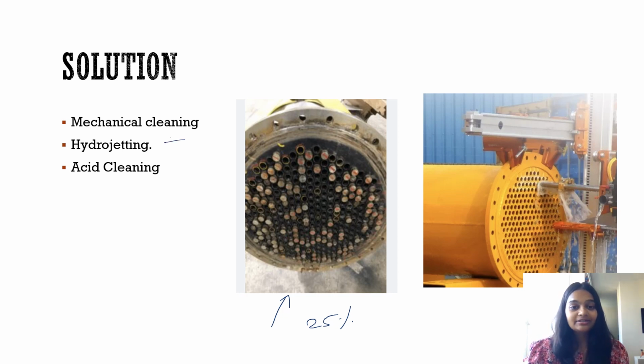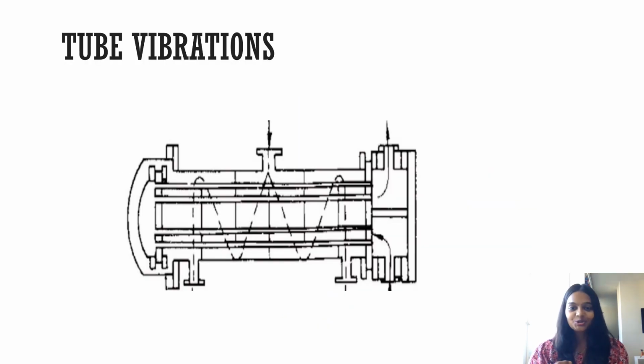The second one is called hydrojetting. Here, very high pressurized water is passed in the tube, and the particular heat exchanger is cleaned. So this is the process of hydrojetting. And then in a few processes, you can use acid cleaning also. It depends on the applications to use acid cleaning. Mechanical cleaning and hydrojetting are the most common in various types of heat exchangers. Then the next problem is tube vibrations.